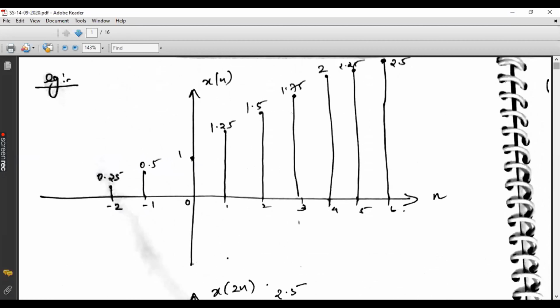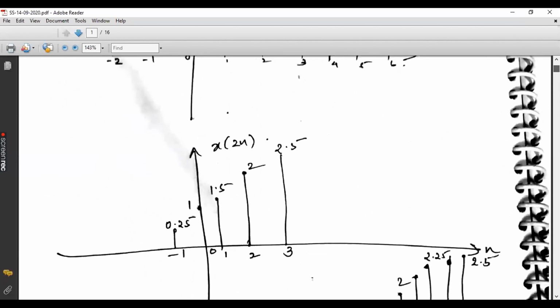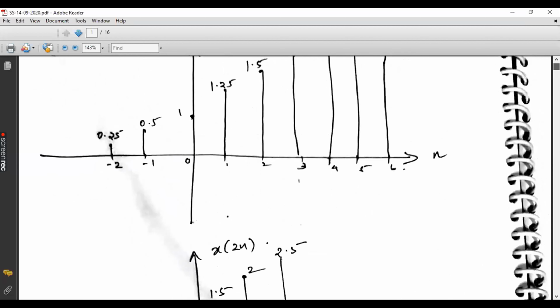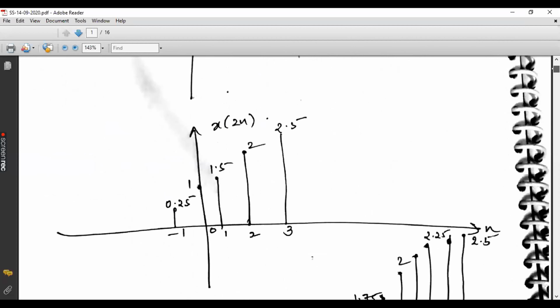previous version. So here, as you can see, this 0.25 appears at -2 in the given signal. But when we draw this x of 2n, the same 0.25 will appear at -1. Similarly, 1.25 is appearing at 1 in the given signal, but this 1.5 is appearing at 2 in the given signal. So the time will change to 1. So when we go for x of 2n, the same 1.5 will appear at 1.